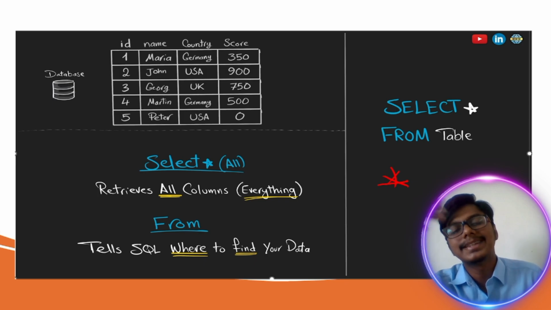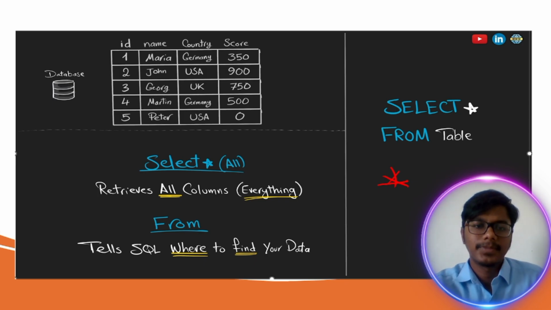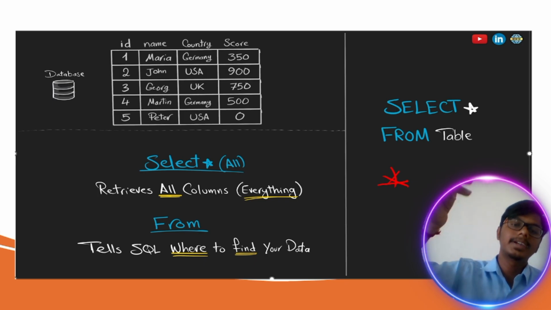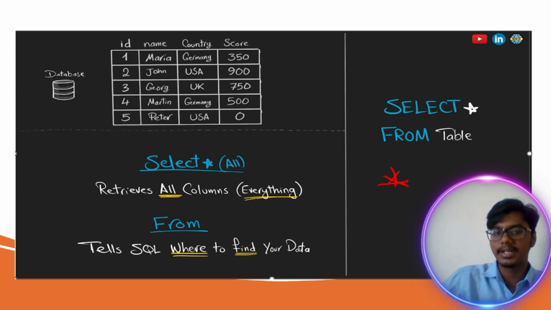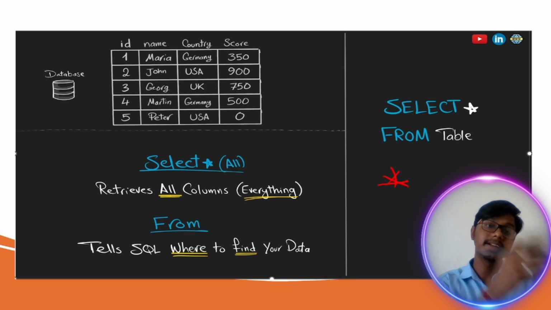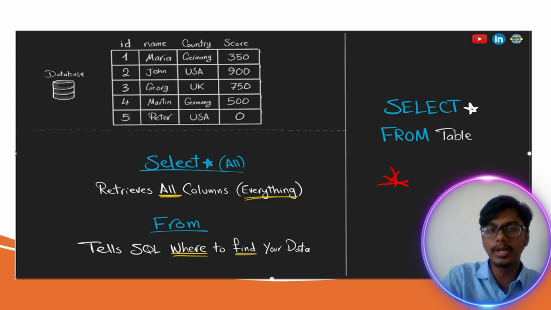From tells SQL where to find the data. We want to tell where to find the data from, like which country you are from. Mary belongs to the country Germany. From which database? In a database there are many tables like a customer table, sales table. We want to tell the query language in plain English: select star from table.